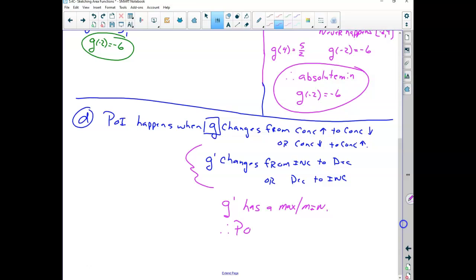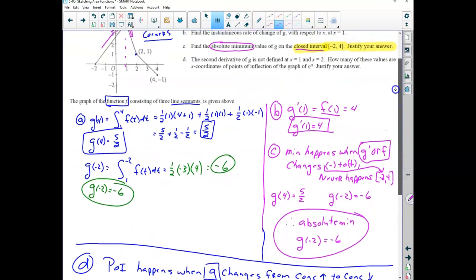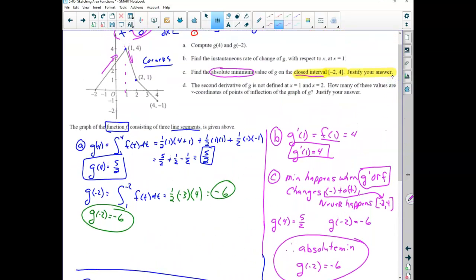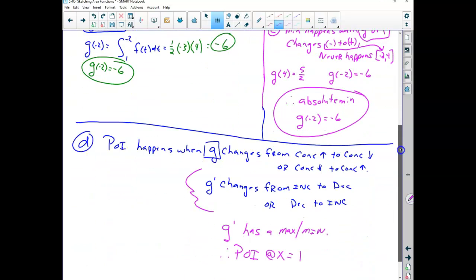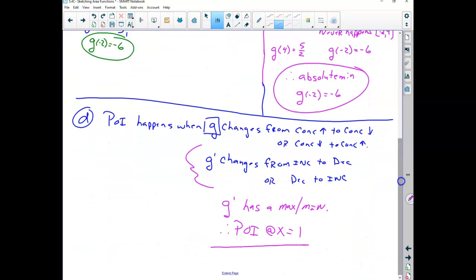Therefore, point of inflection at x equals 1. And what's happening here at 2? I'm decreasing and then I'm decreasing. I did not have a change from increasing or decreasing. Notice I also do not have a maximum or minimum. Where I do have the change, I do have a maximum. Therefore, the point of inflection is at x equals 1.